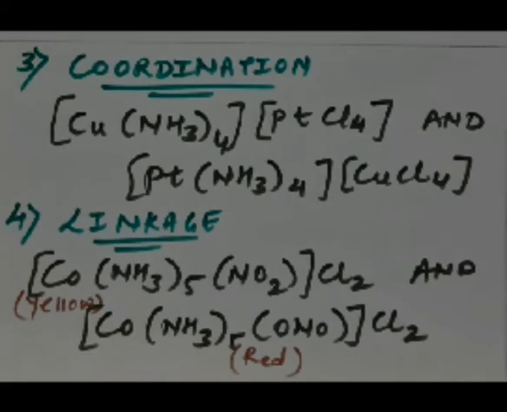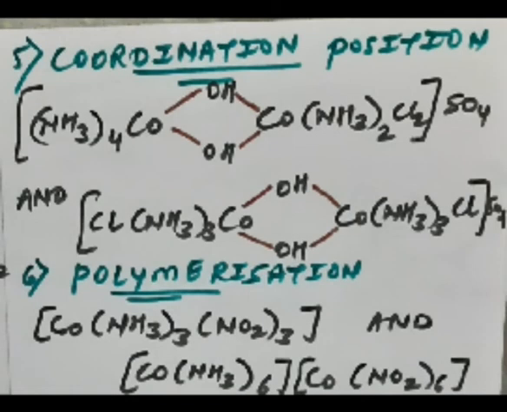Let us move ahead. The fifth type is coordination position isomerism. This type of isomerism is exhibited by bridged complexes and it results from different placements or attachments of ligands. For example, as you can see, both the isomers are bridged, right? So these are the hydroxyl bridges present here. After that, they have different distribution or different attachment of ligands.